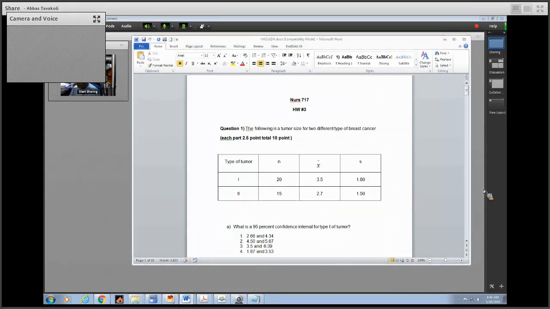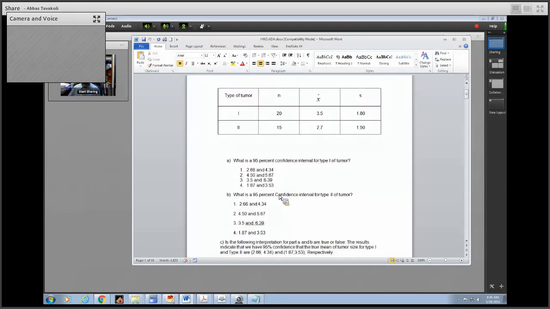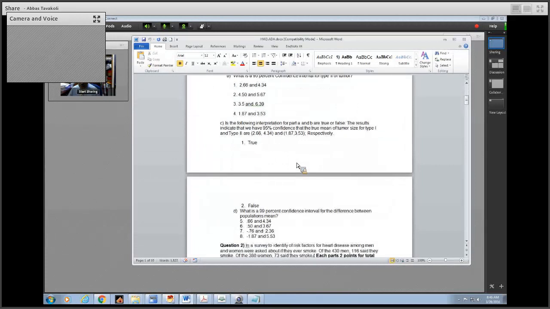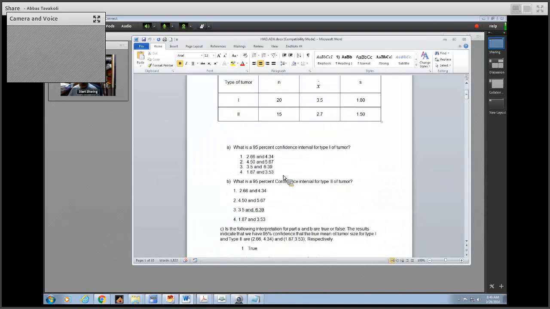And for tumor 2, it was 15 and 2.7, and 1.5 again for the standard deviation. So I ask you to calculate the confidence interval for type 1, type 2, and also I ask you to calculate the 99% confidence interval for the difference between the type 1 and type 2 population.